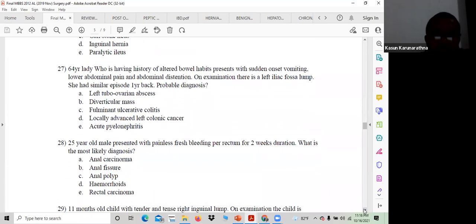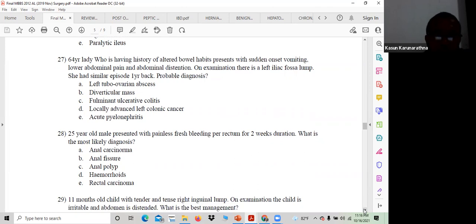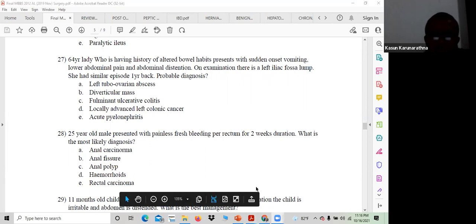A 64-year-old lady with a history of altered bowel habits presented with sudden onset vomiting, lower abdominal pain and abdominal distension. On examination, there's a left iliac fossa lump. She had a similar episode 1 year back. History of altered bowel habits, sudden onset vomiting, low abdominal pain, abdominal distension. There's a left iliac fossa lump. Right? What is the probable diagnosis? What is this clinical condition? Most probable.